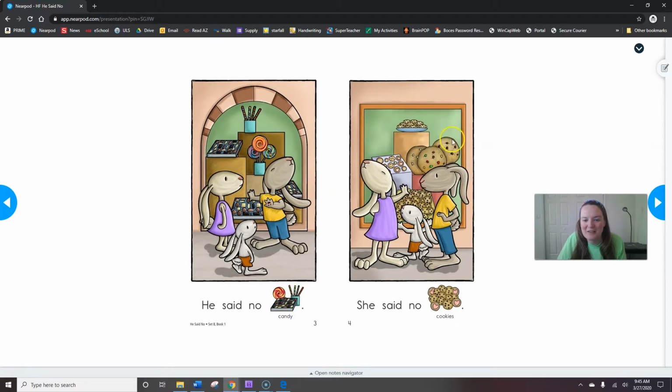Now, what does the baby bunny want? Look at all those delicious cookies. Ready? Mom is saying no. So mom is a she. So let's read this page together. She said no cookies.